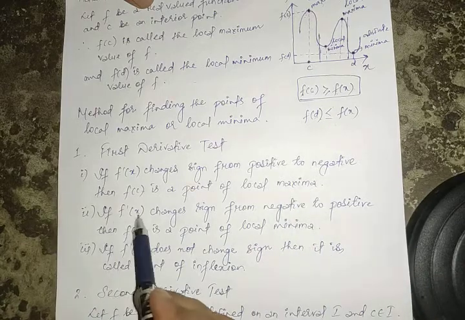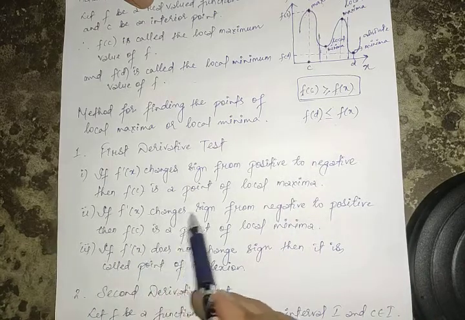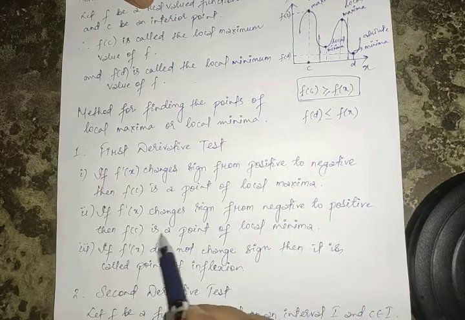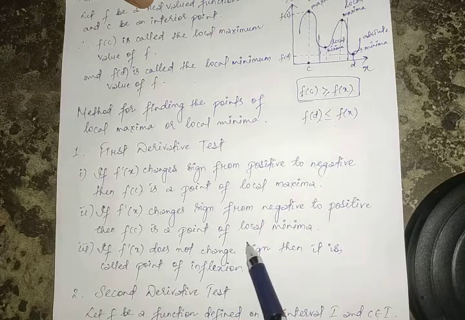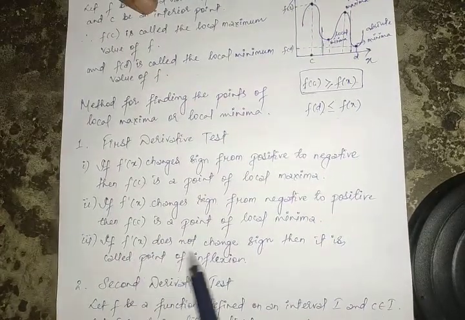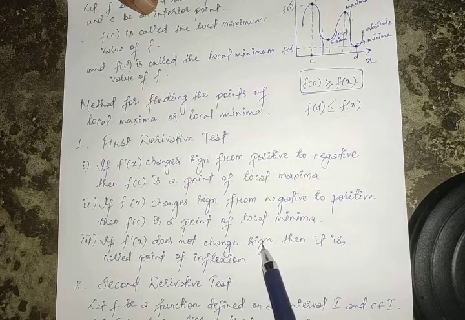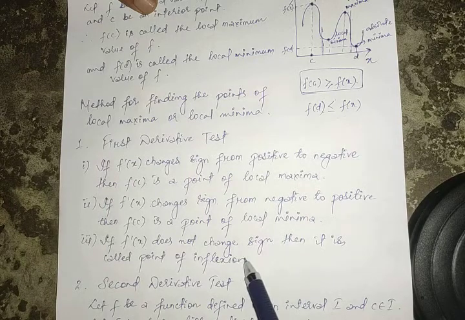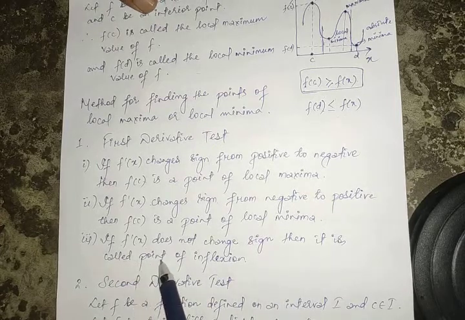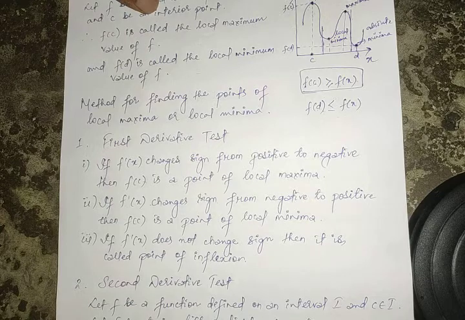Similarly, if the sign of f dash x changes from negative to positive, opposite to this, then f of c is a point of local minima. Then the third point is, if f dash x does not change sign, that means it is neither getting a maximum value nor a minimum value, then this point is called a point of inflection. So this is about the first derivative test.